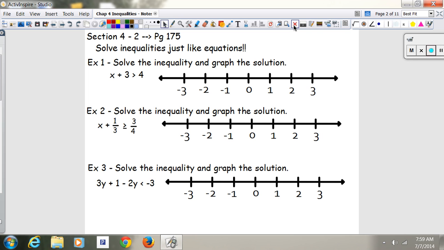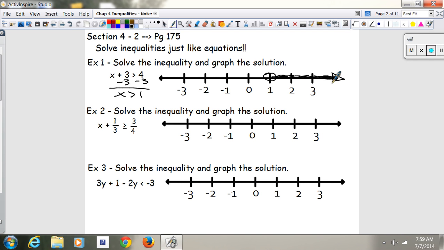All right, we're gonna solve them just like equations. So you do your 2 steps, get the x by itself, and then you would graph it. So in this case, you're going to subtract 3 on both sides. You're going to get x is greater than 1. You make an open dot at 1. It's greater than, so we're not going to include it. It's just greater, and it's going to go to the right.